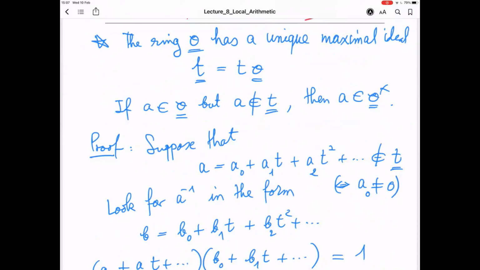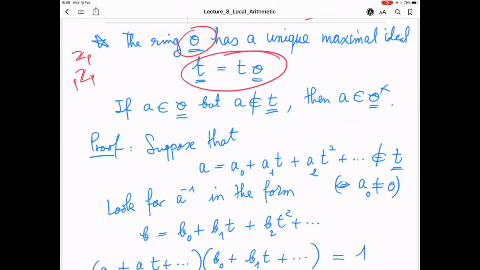Now, the next observation is that just as the ring Z_p had a unique maximal ideal, which was pZ_p, this ring O has a unique maximal ideal, which is the Gothic T, the German T, with these two underlined things. Just as pZ_p is generated by p, similarly this ideal is generated by the indeterminate t.